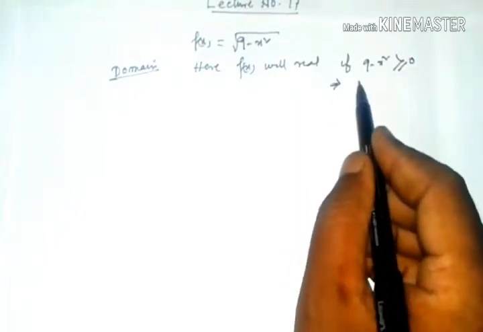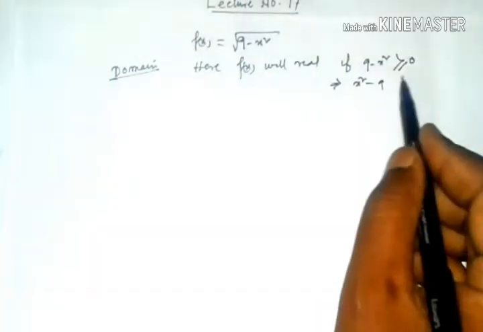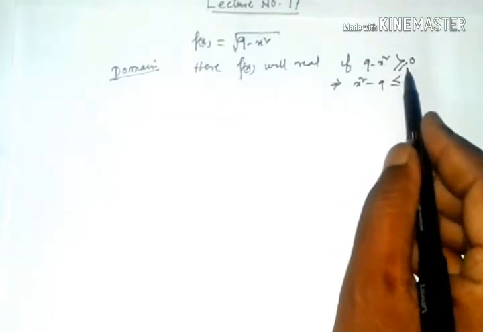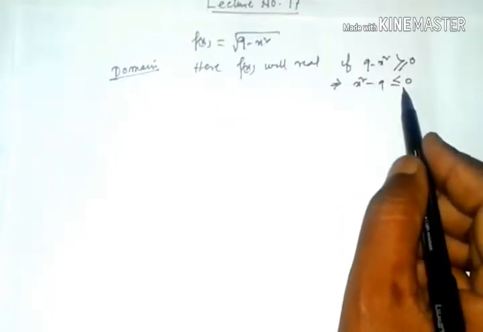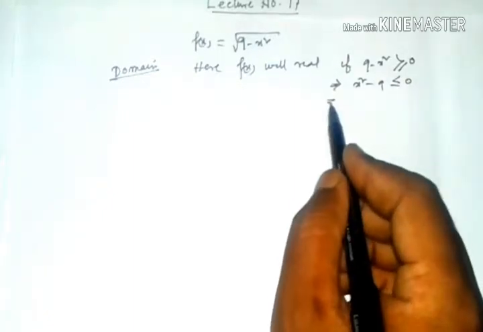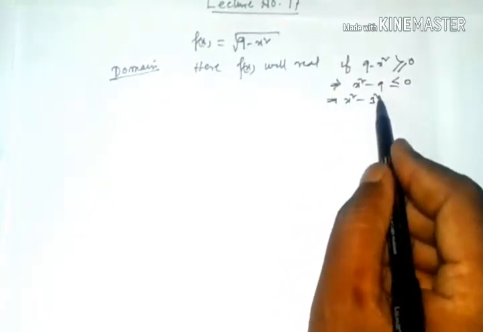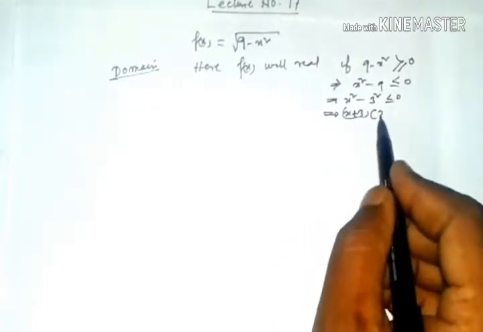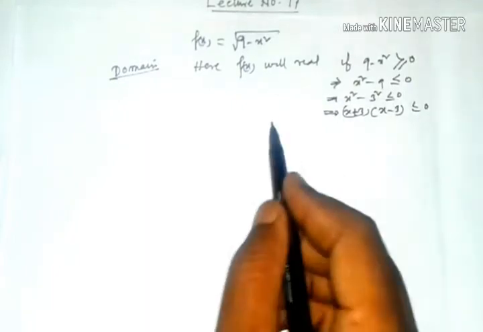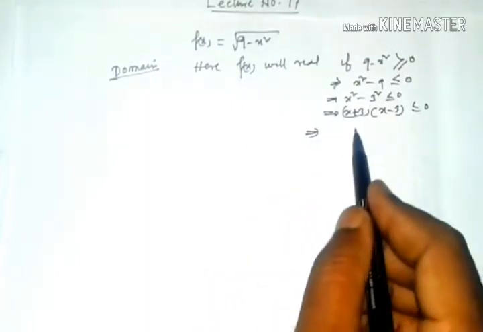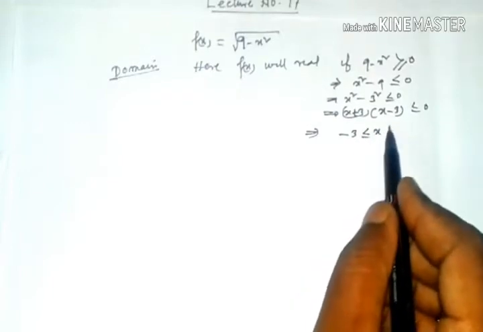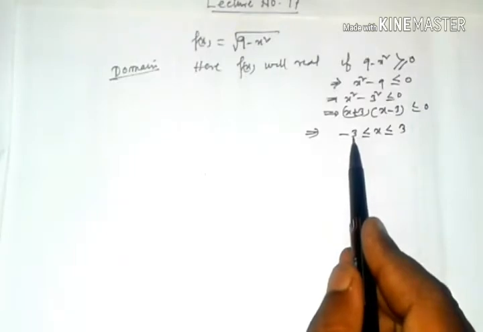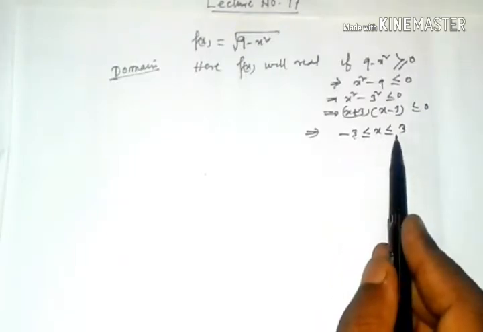This implies x square minus 9 is less than or equal to 0. It is a property of inequalities: if 9 minus x square is greater than or equal to 0, then x square minus 9 will be less than or equal to 0. This implies x square minus 3 square is less than or equal to 0. This implies (x plus 3)(x minus 3) is less than or equal to 0. This implies we can write minus 3 less than or equal to x less than or equal to 3. This is the solution of x. X is greater than or equal to minus 3 and less than or equal to 3.